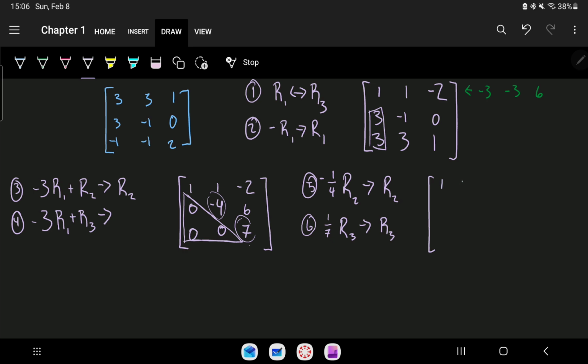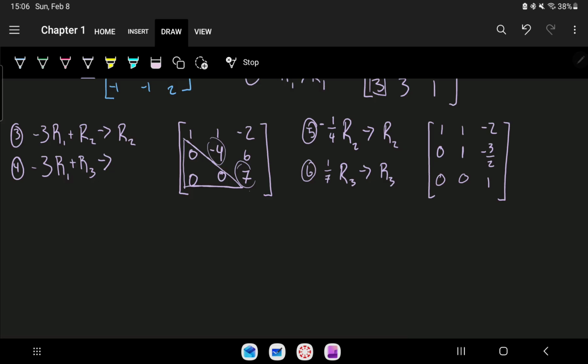So the first row again is going to stay the same. The second row, multiplying -4 times -1/4 is a 1, like we wanted. And then +6 times -1/4 is going to give us a -3/2. And that last row is just going to be 0, 0, 1, since 7 times 1/7 is just 1. So now you'll see we have the row echelon form. It's not reduced row echelon form yet because we still have these numbers up top that are non-zero, but we do have row echelon form.